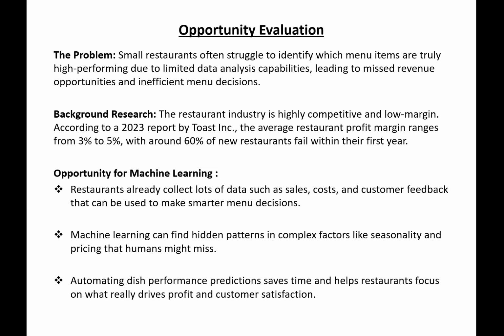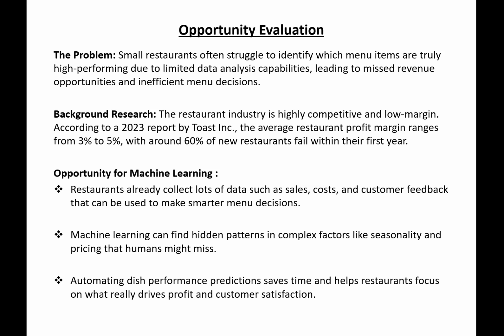Some of the background research. The restaurant industry is highly competitive and low margin. According to a 2023 report by Toast Incorporated, the average restaurant profit margins range from 3% to 5%, with around 60% of new restaurants failing within their first year.